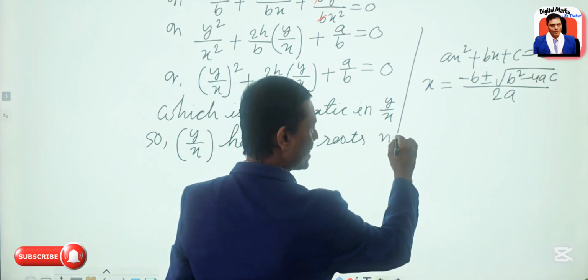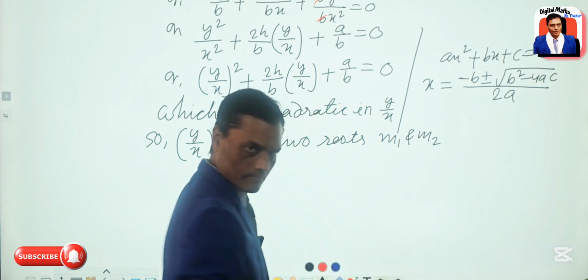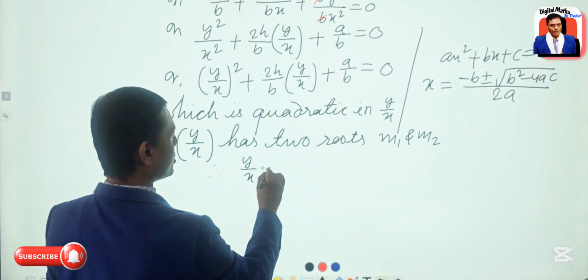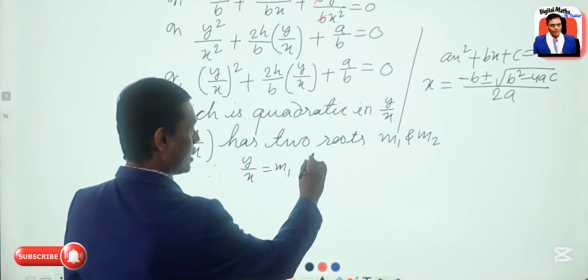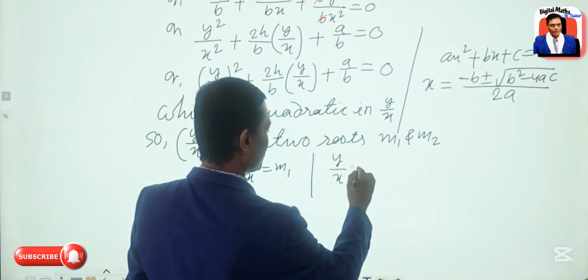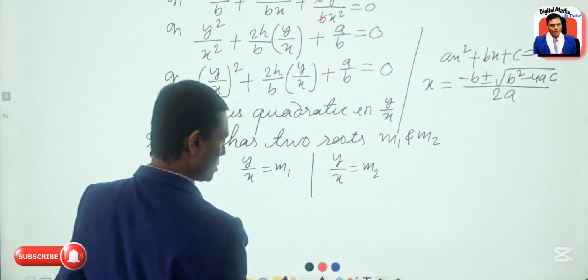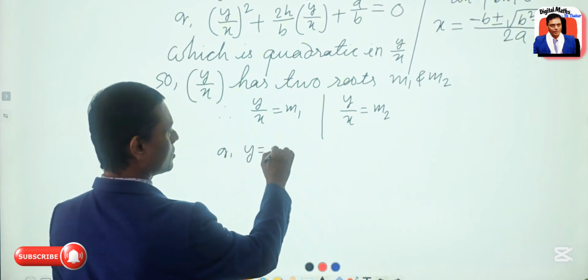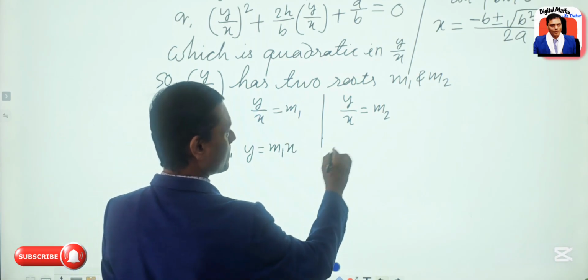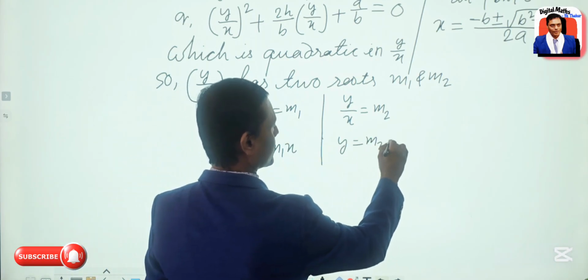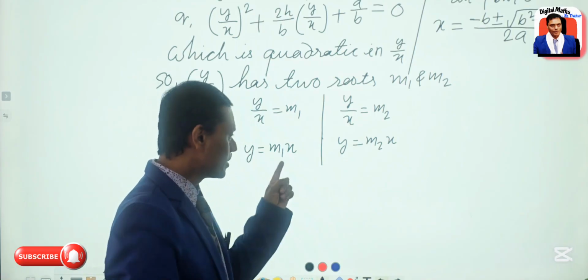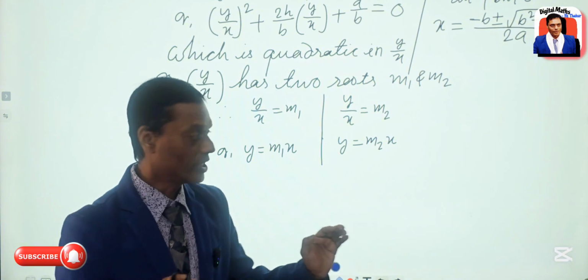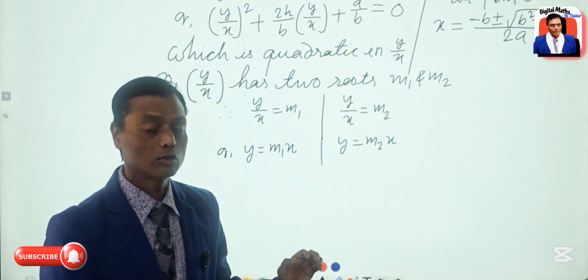Let us call them m1 and m2. So m1 and m2 are the roots. Therefore, we can write y by x equals m1, that's the first root, and y by x equals m2, that is the second root. Now, when you do the cross multiplication, you can write y equals m1x, and y equals m2x. Now you can see y equals m1x, there is no constant. It is also y equals m2x, there is no constant. So if there is no constant, it means the lines are passing through origin.